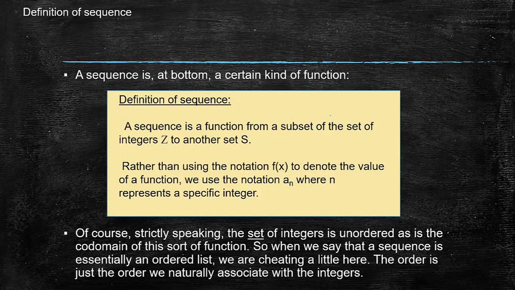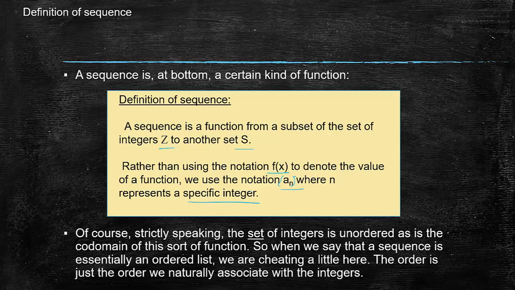A sequence is at bottom a certain kind of function. And the definition of a sequence is as follows. A sequence is a function from a subset of the set of integers, which we normally represent as Z, capital Z, to another set, S. So rather than using the notation f of x, which is familiar to us, we use the notation a_n, or sometimes a_n with parentheses around it, where n represents a specific integer.